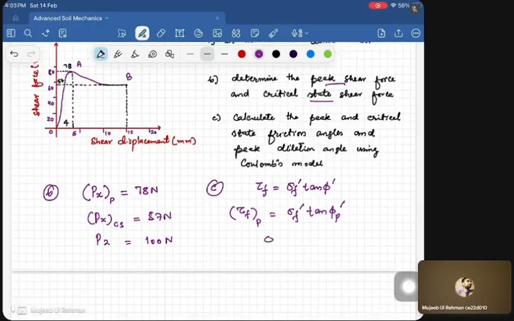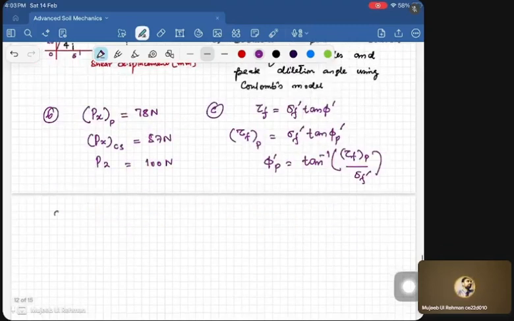So this phi dash p will be equal to tan inverse of tau f at p divided by sigma, correct? So we'll get, tan inverse of 78 by 100, correct? So 78 by 100 is equivalent to around 38 degrees, correct?